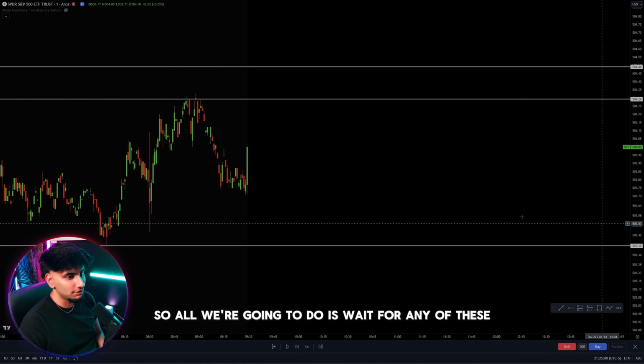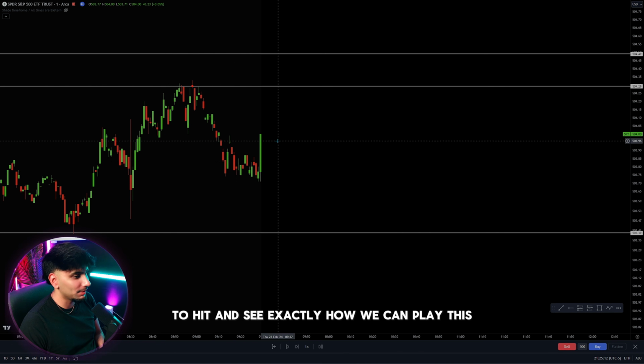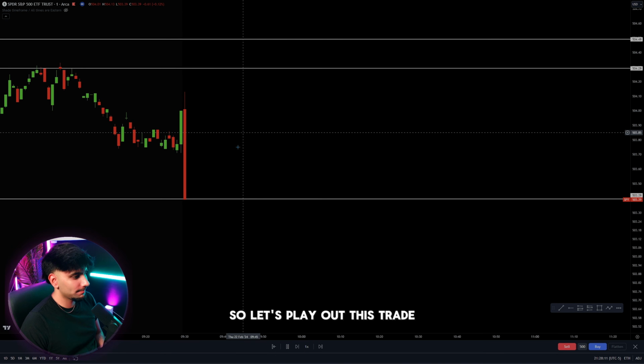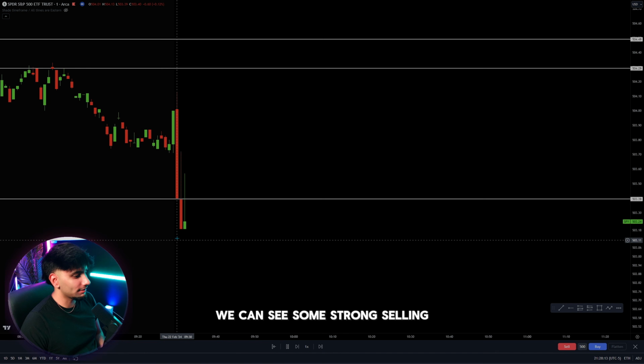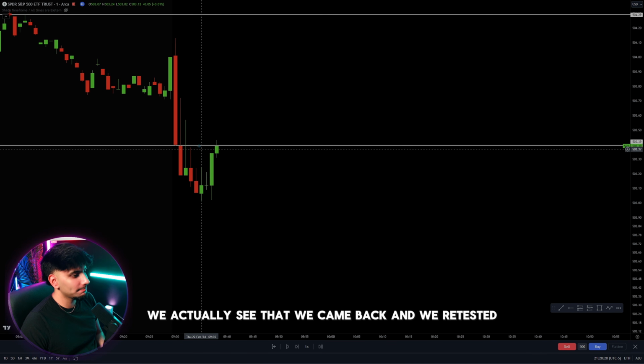And other than this, I don't really see too much that I would be marking out myself. So all we're going to do is wait for any of these support or resistance to hit and see exactly how we can play this. So let's play out this trade. Right off the bat, we can see some strong selling. And right here, we actually see that we came back and we retested.